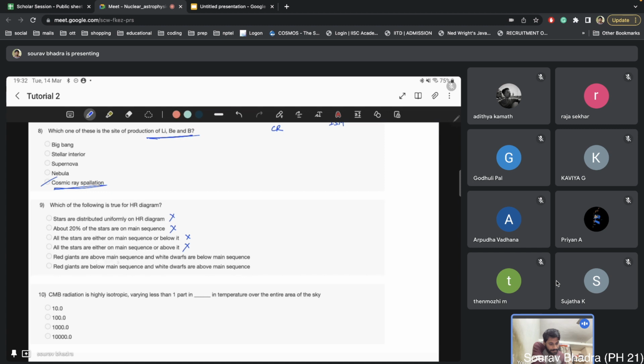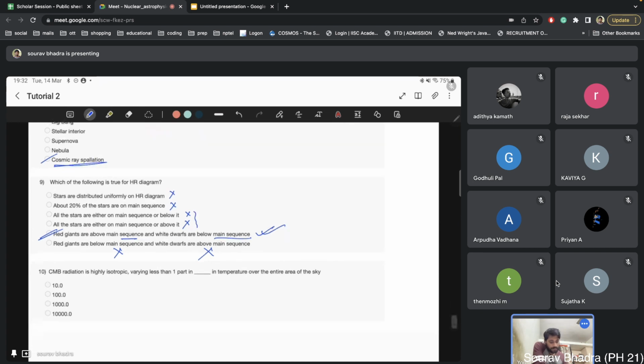Red giants are above the main sequence, it is correct, and white dwarfs are below the main sequence, it is correct. So I think this is the correct option. Red giants are below the main sequence, no. White dwarfs are no. So this is your correct answer. The red giants are above the main sequence and white dwarfs are below it. And stars can be on the main sequence as well as slightly above and slightly below it. Not every star is on the main sequence itself. So that's why these two options are not right.